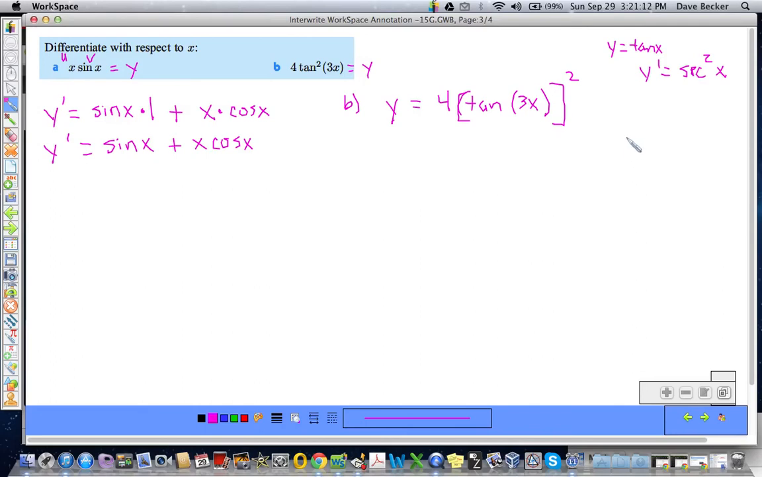So we have a chain rule. We're going to have to use the chain rule twice because we have an outside function squared, another outside function tangent, and then the ultimate inside function, 3x. So y prime is going to be equal to the derivative of the outside function, the power rule: 2 times 4 is 8, tangent of 3x to the first power, so I don't have to write anything there.